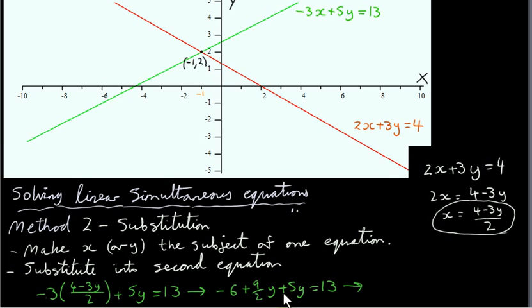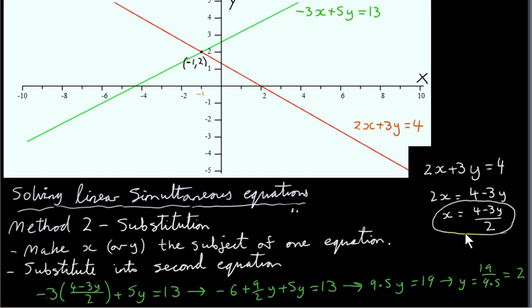So I combine the y terms together. 9 over 2 is 4.5. 4.5 plus 5 is 9.5. So I get 9.5y equals 13 on the right-hand side plus 6, which is 19. So y equals 19 divided by 9.5. That's actually 2.